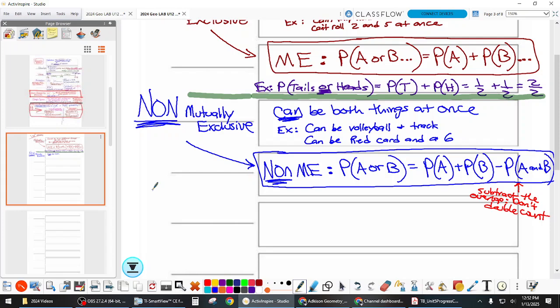So let's quickly go through again. Here's your probability problem. What do you do first? I just hand you a problem and you know it's probability. What do you do? Is it and or or? It's or. Now what do you ask? Is it mutually exclusive or not? Good. Okay, we've just determined that it can be both things at once, so now we're going to use this formula instead. Okay?